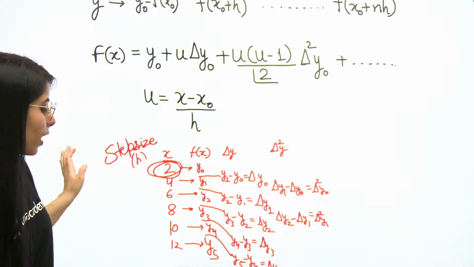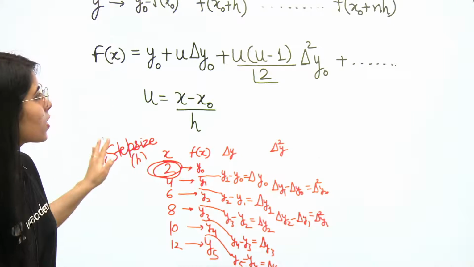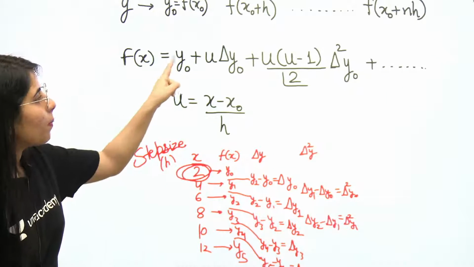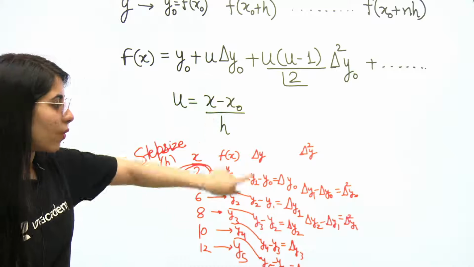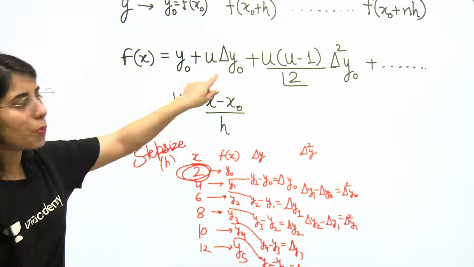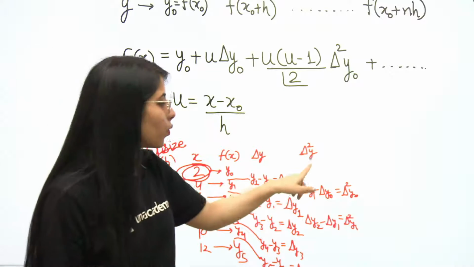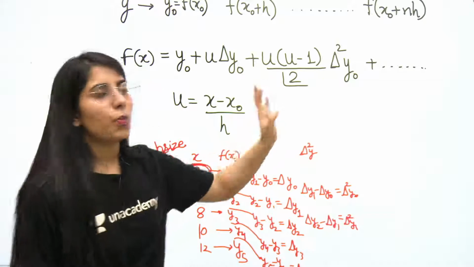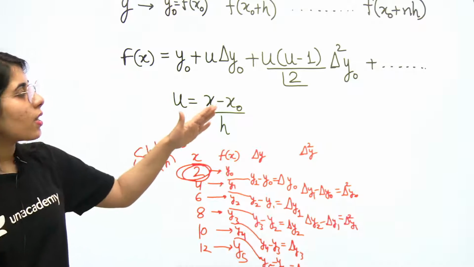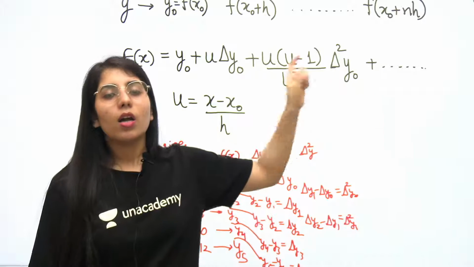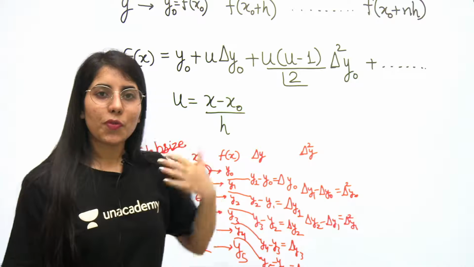Next, the formula is y0 plus u into delta y0. I have told you what delta y0 is; you will just put its value here. Then u into u minus 1 upon factorial 2 into delta 2 y0, which is this value. Just put it here, plus and so on. This is how you will be able to write the further terms in this series if required.